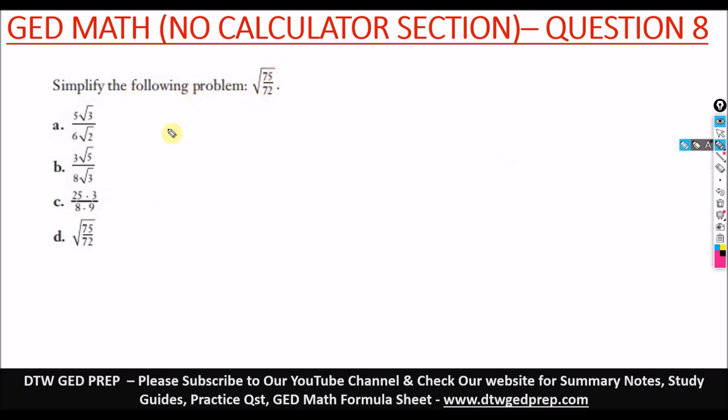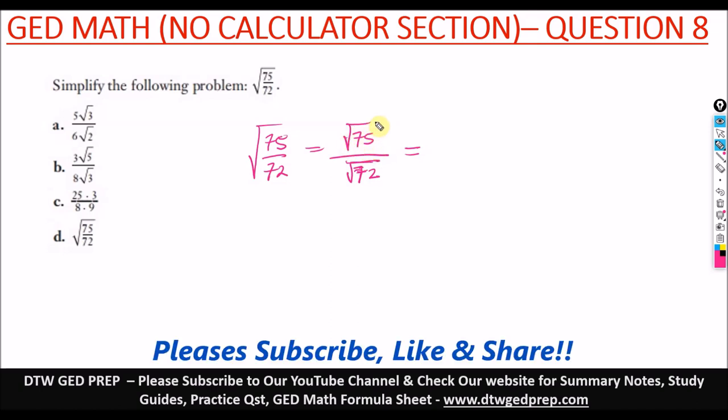Okay, here we have rational numbers. So when you have something like √75 over √72, what it means also is the square root of 75 over the square root of 72. This statement means the same. We are breaking it down so we can break them individually. All right, so in breaking down a rational number, always look for a way you can find a perfect square out of it.